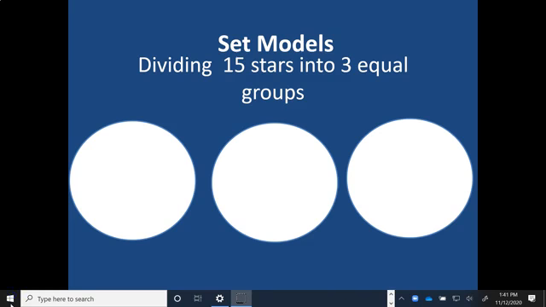All right, let's whip into this one. And here it has a task of dividing 15 stars into 3 equal groups. So if you remember multiplication, we're putting things into groups. And we need to divide 15 stars equally into 3 groups. Equal groups is definitely something I want to pay attention to, because if they don't have the same amount in each group, we're not dividing them equally.